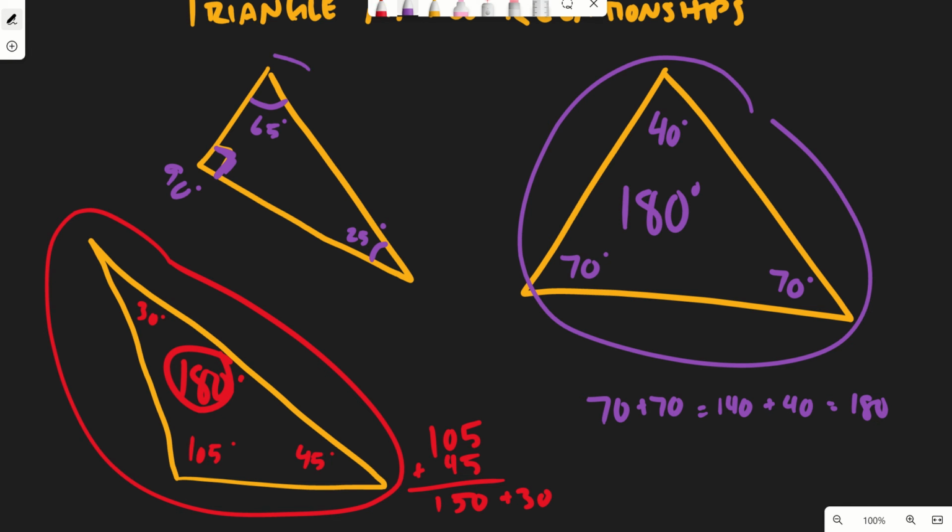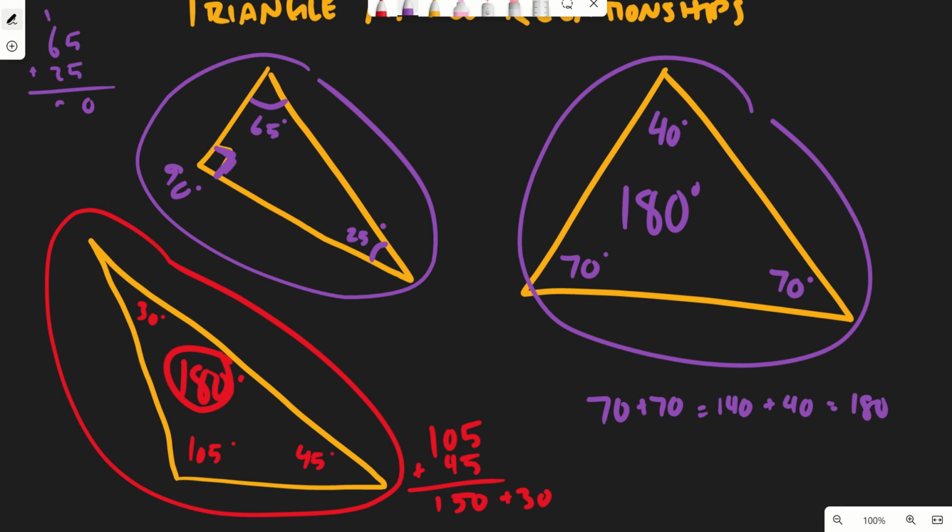And then if I were to add up all the angles here, I would have 65 plus 25, which would be 90, plus 90, which would be 180. Every triangle that exists has to add up to 180 degrees. The interior angles of every triangle that exists will always add up to 180 degrees. So every time we have a triangle, it's going to be adding up to 180 degrees.